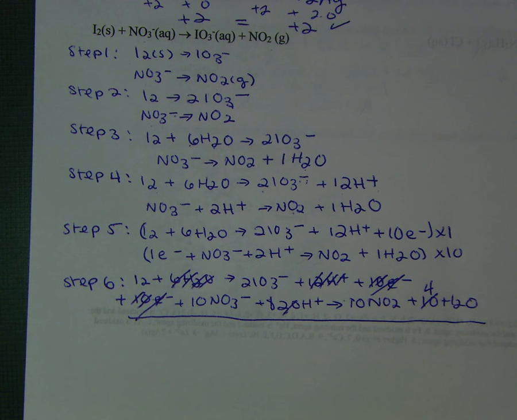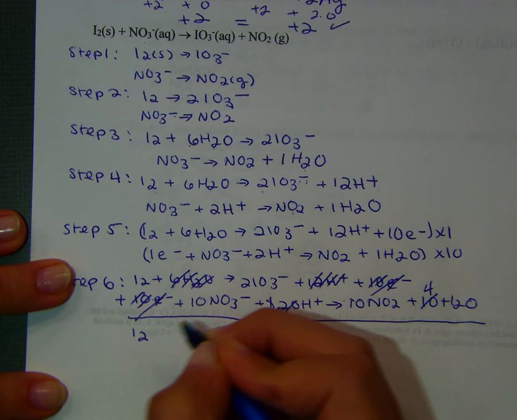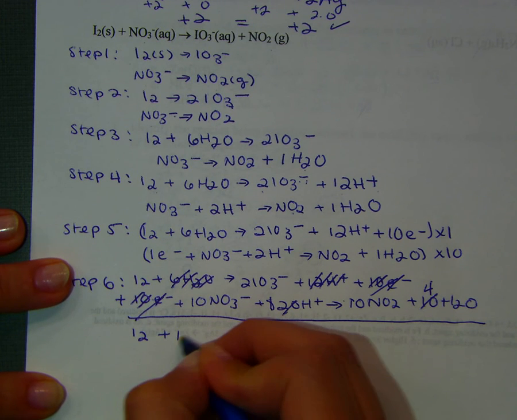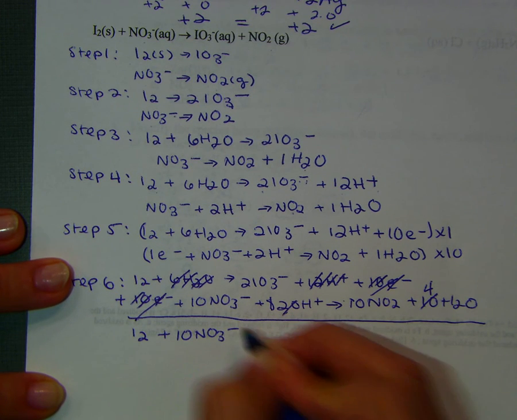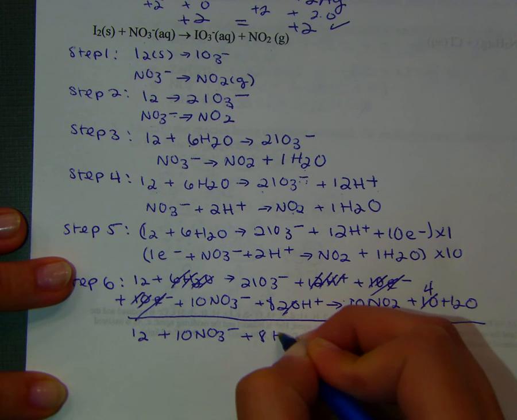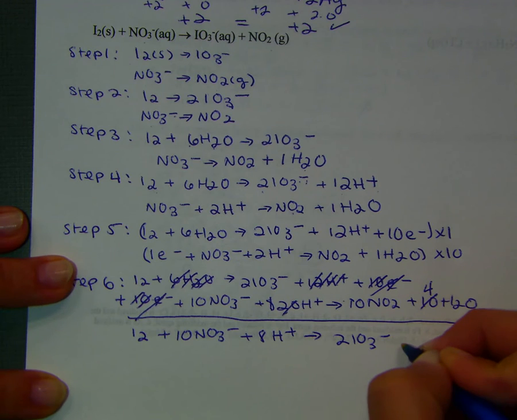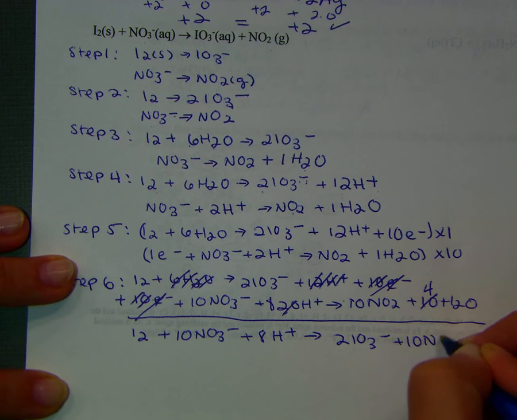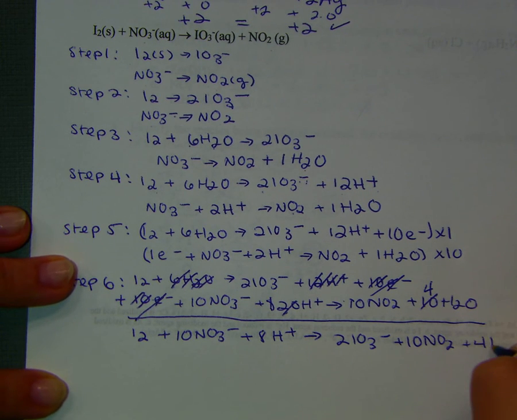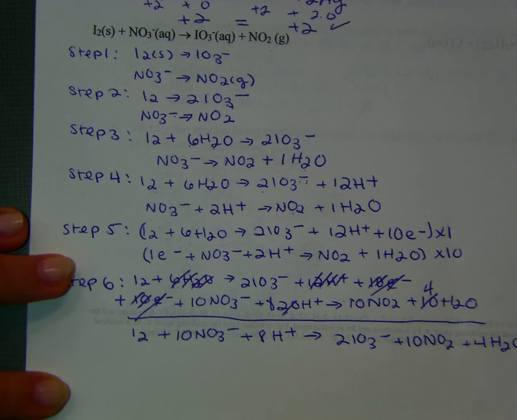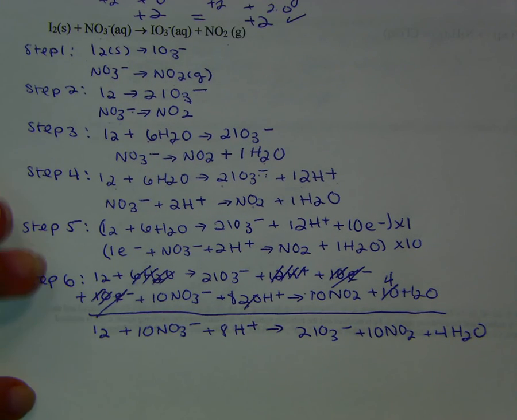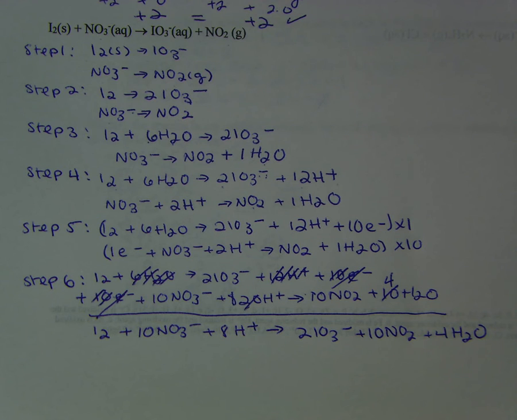I think I've done everything. All right, time to write it out and see if we did it correct. So I have I2 plus 10 NO3 minus plus 8 H plus goes to 2 IO3 minus plus 10 NO2 plus 4 H2Os. All right, just a little off camera. Now, here we go. Time to find out.